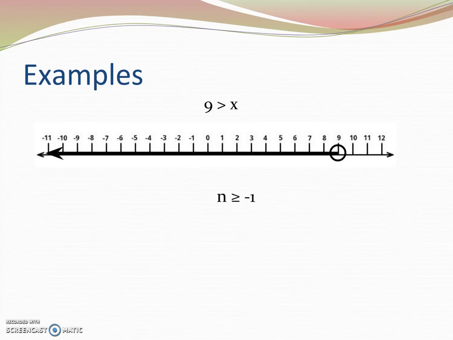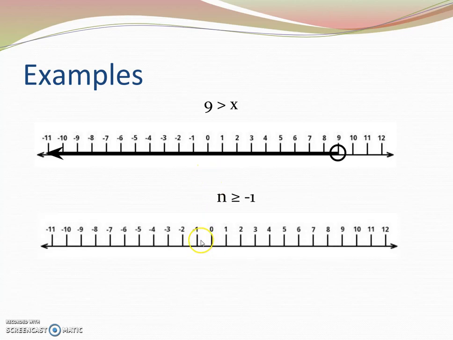Now we have n is greater than or equal to -1. Here's a number line for that. I know my circle is going to be at -1. It's going to be closed because it's got a line under it, because it can be equal to -1. And I want all my shading to be bigger than -1, so that means I've got to shade to the right.